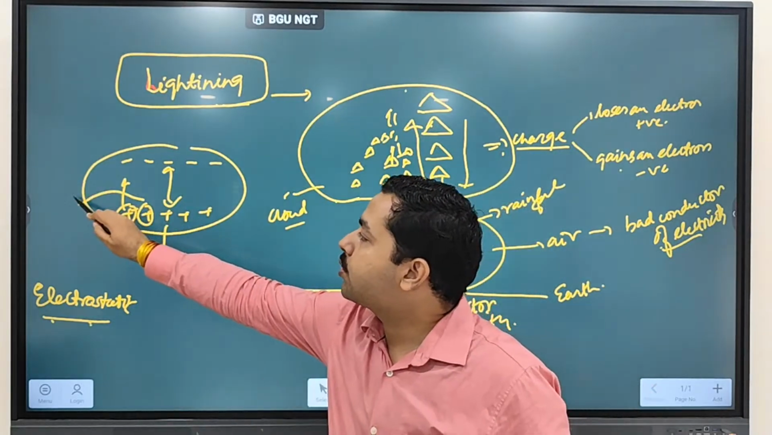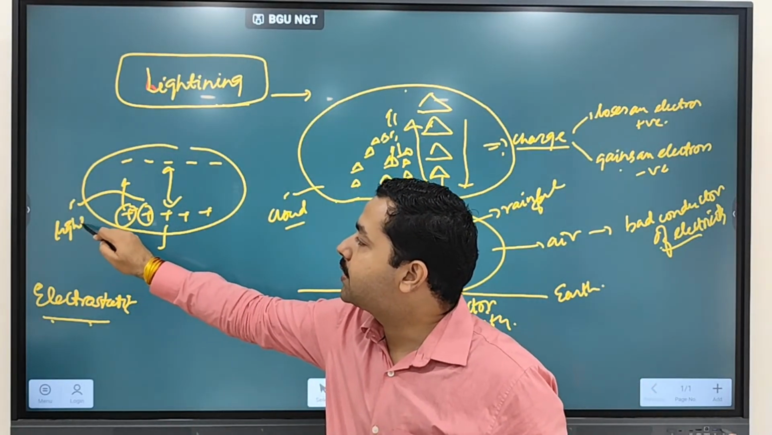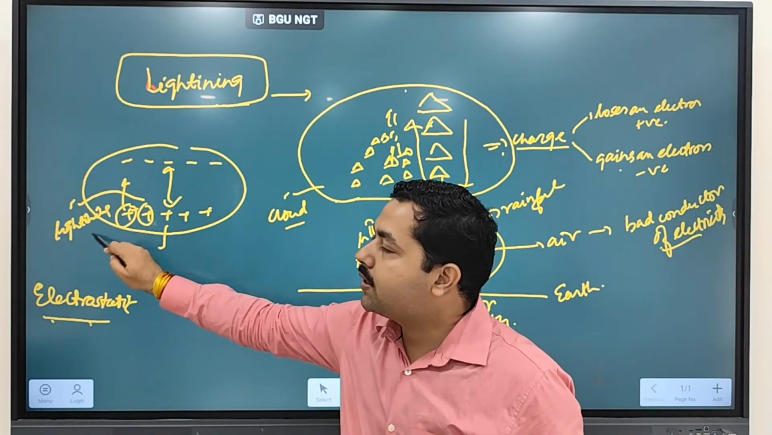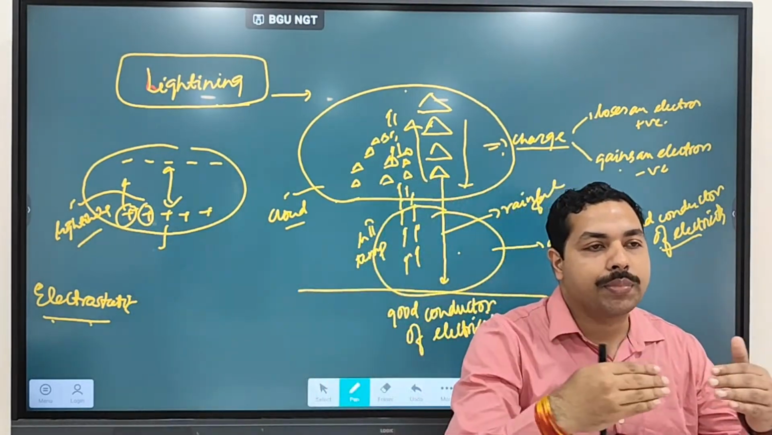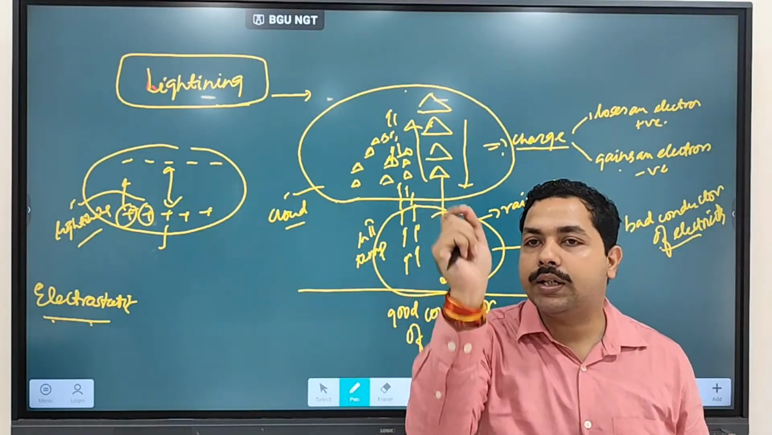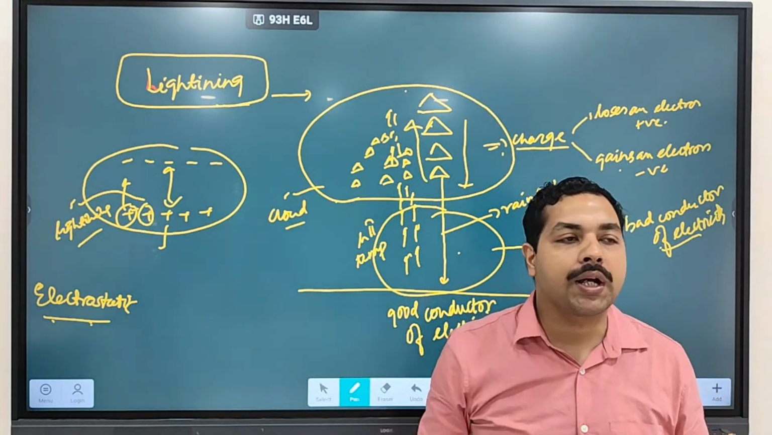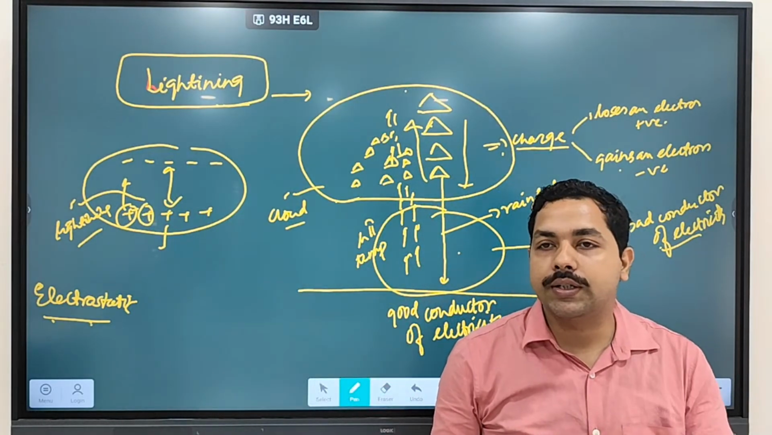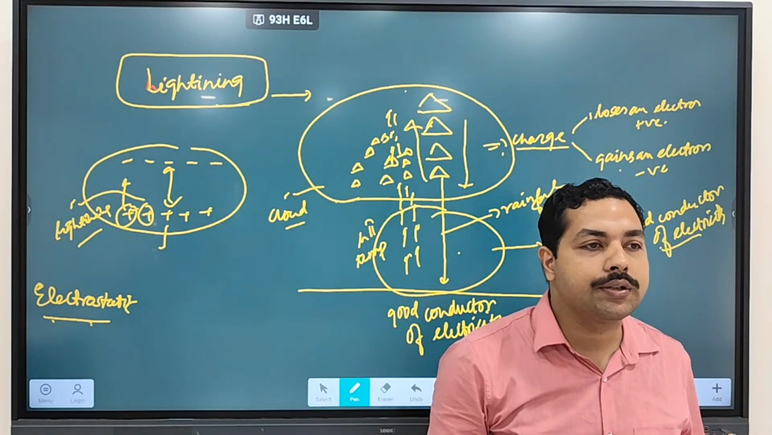This electricity is called what? This electricity is called lightning. So when this flow of charge starts to happen, you'll see a spark is generated, electricity is generated. This spark is called what? This spark is called lightning. Clear? Any doubt regarding this particular thing?